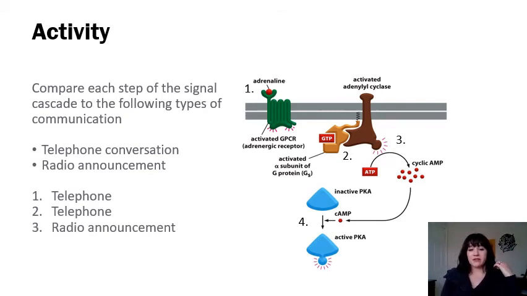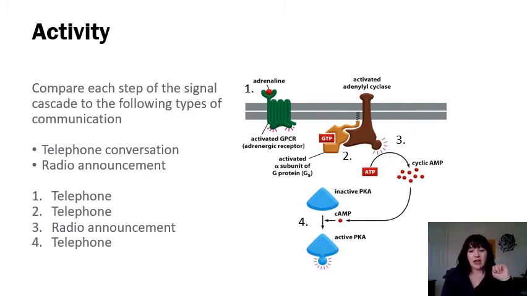Now, when we talk about second messengers, this is an opportunity to amplify, like a megaphone, to ramp up the signal. And so the step in which adenylyl cyclase makes cyclic AMP is more like a radio announcement, because now, rather than just talking to one person, you're talking to everybody in that county, for example. Then, lastly, we have telephone, right? One cyclic AMP molecule activating one PKA molecule.